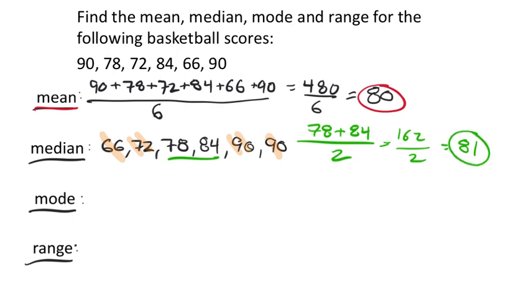Now again, that's 3 up from 78, right? We're looking for right in the middle there, and it's 3 down from 84, 81. Okay? So there's our median.